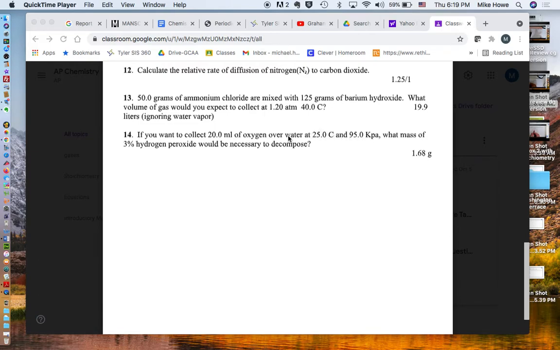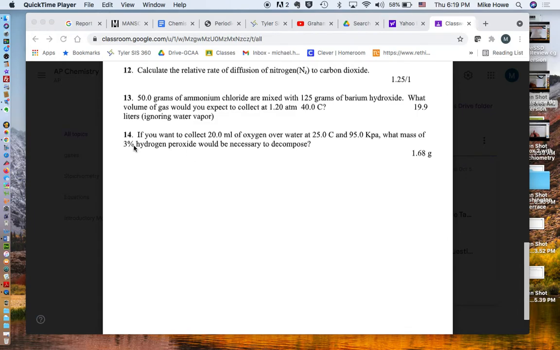It's collected over water, so you're going to have to take the 95 kilopascals and subtract out the water vapor pressure. Remember that the water vapor pressure is in millimeters of mercury, so you'll have to change that to kilopascals, and then subtract. And then find the mass of hydrogen peroxide. Once you have the moles of oxygen, do the mole ratio, and change to grams of hydrogen peroxide.